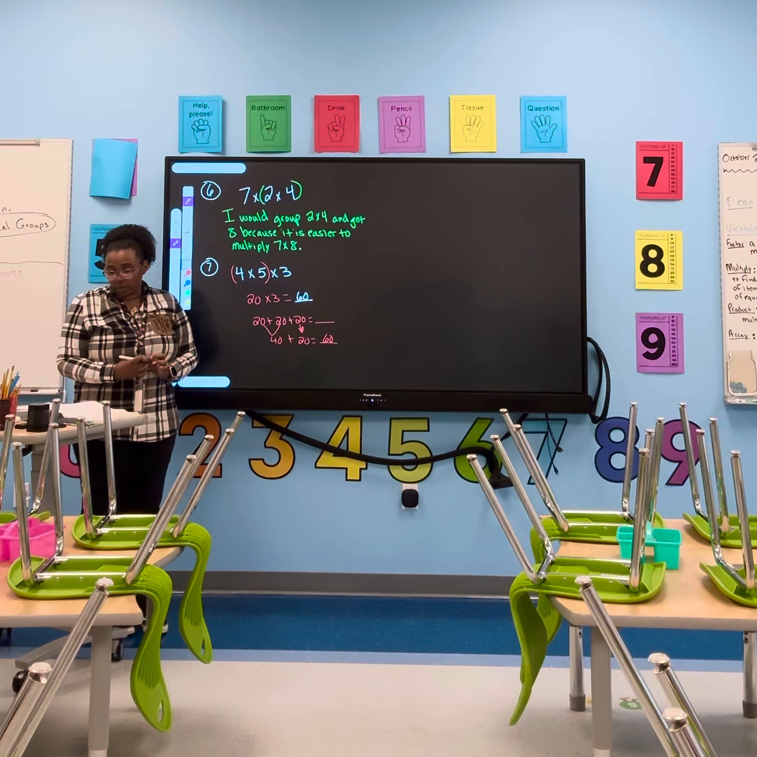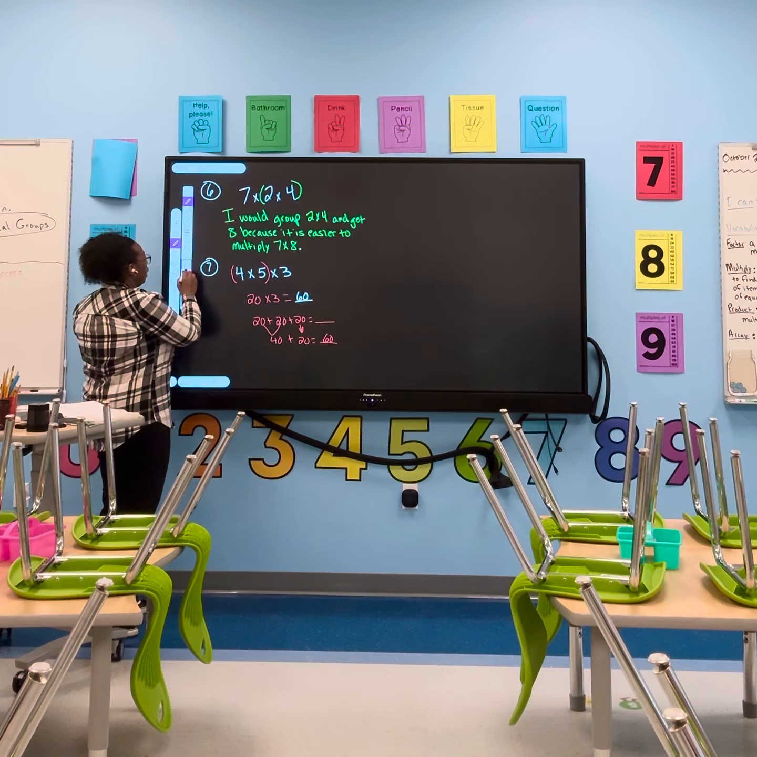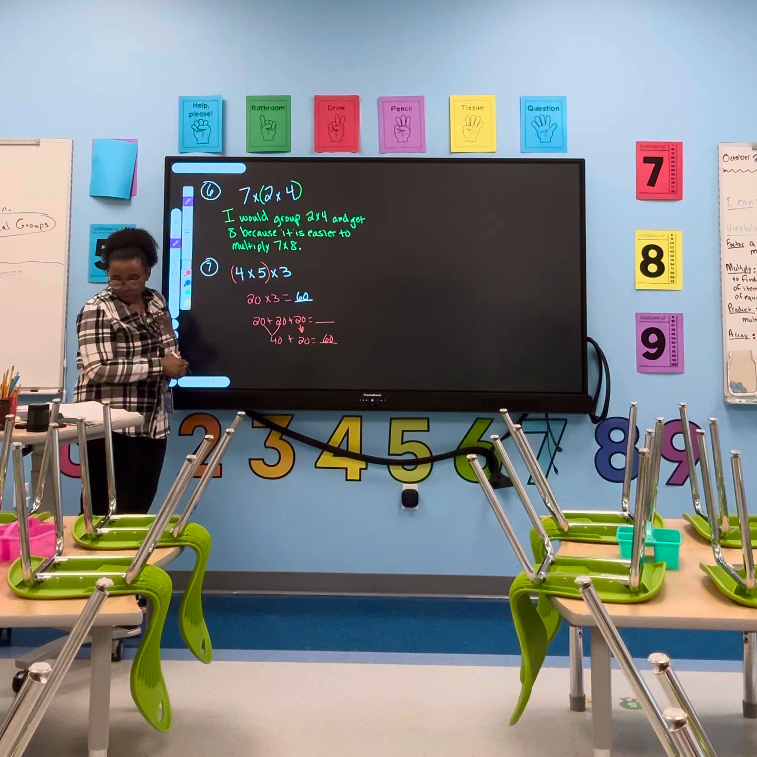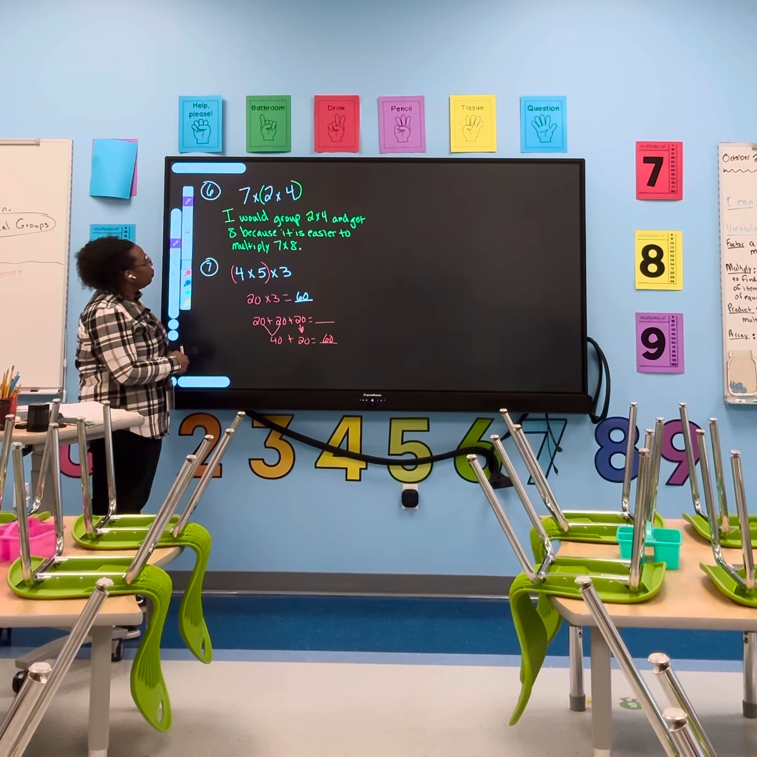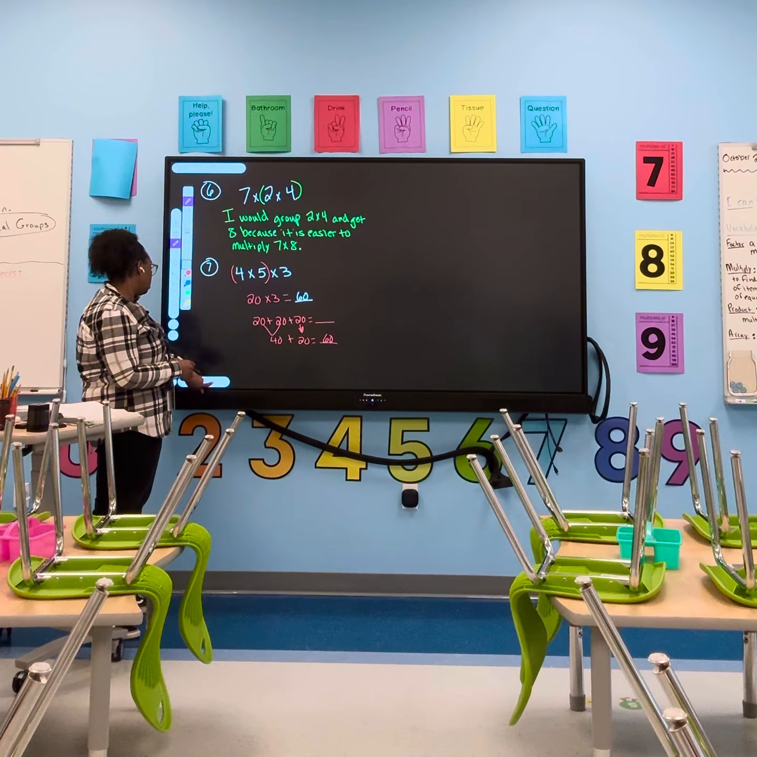All right, let's go to number 8. I am going to, let's see, maybe I can try to make sure I have enough room. I'm going to do another page. I'm just going to go to another page.